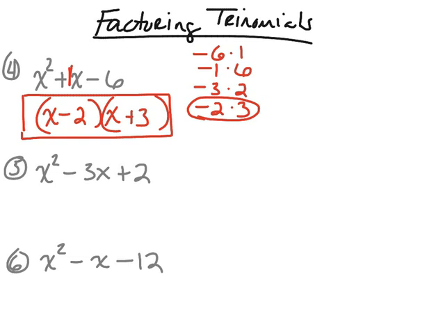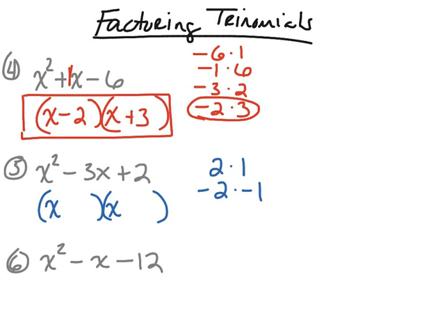Alright, let's go to number 5, same process. We're going to start by putting 2 sets of parentheses. We know that an x times another x will give me the x squared. Now what I need are some factors of 2. So, in order to get a 2, I can do 2 times 1. But I can also do a negative 2 times a negative 1. Because if I multiply negative 2 times a negative 1, I still get a positive 2. So, this is the only way I can get a positive 2.